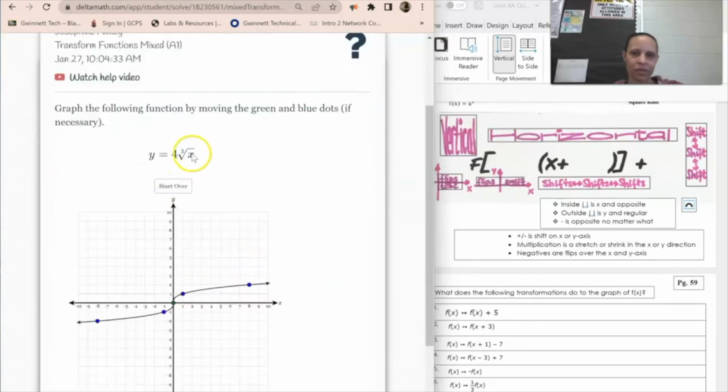All right, doesn't matter what the function is. So find your x. Here's my function right here. The only thing that's happening to this is there's a 4 outside. What does a 4 outside do? So outside is y and regular. Is it adding and subtracting? No, it's multiplication. Whole numbers are stretches.